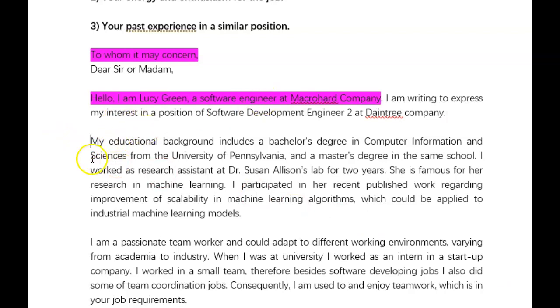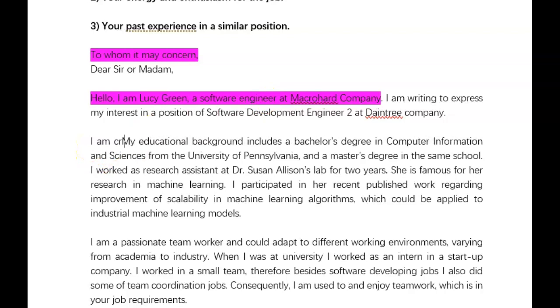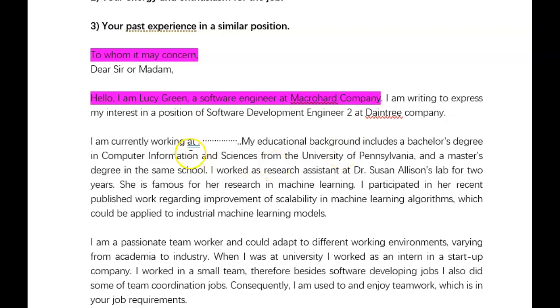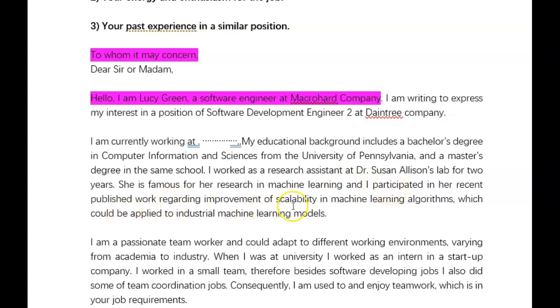Now you can give me your. You don't even need to give me your name. I am currently working at, and you can put this information in here. Macro hard company as a software engineer. Okay. My educational background includes bachelor's degree in computer. Yep, lovely, good. I like it when you use a real example. And master's, capital M, capital B in English. I worked as a research assistant at Dr. Yep for 2 years. She's famous for her research in machine learning, and to join this together, I participated in her recent published work. Yep, okay, yes, this was an incredible experience.